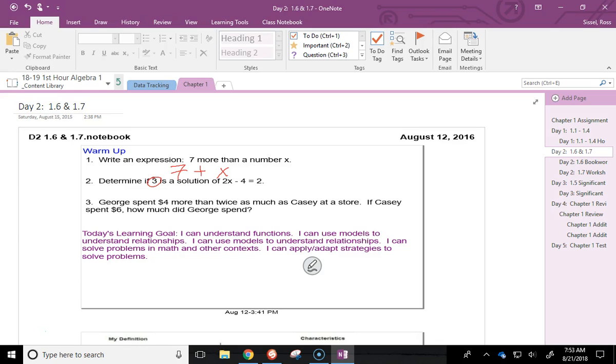What do you think? Yes or no? Yes. Okay, let's try it. So I put 3 in for x, so it would be like 2 times 3 minus 4 equals 2. 2 times 3 is 6 minus 4 equals 2. And 6 minus 4 is 2.